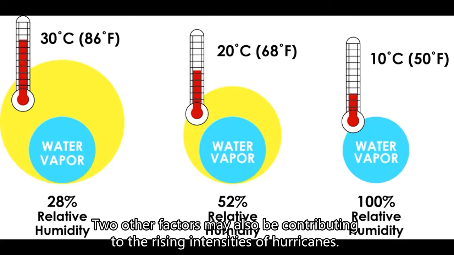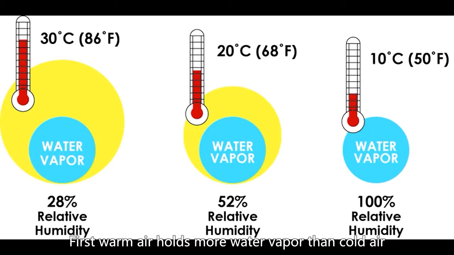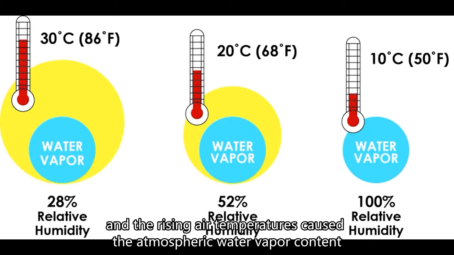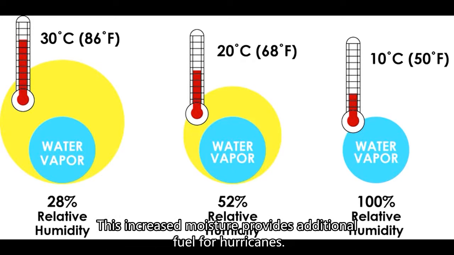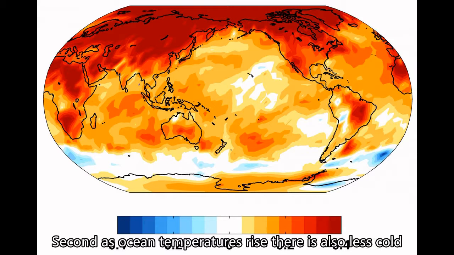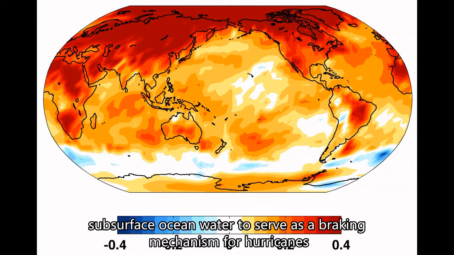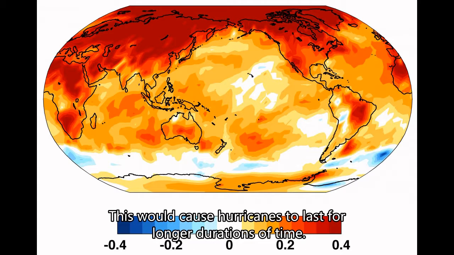Other factors may also be contributing to the rising intensities of hurricanes. First, warm air holds more water vapor than cold air, and the rising air temperatures cause atmospheric water vapor content to rise along with the precipitation. This increased moisture provides additional fuel for hurricanes. Second, as ocean temperatures rise, there's also less cold, subsurface ocean water to serve as a braking mechanism for hurricanes. This would cause hurricanes to last for longer durations of time.